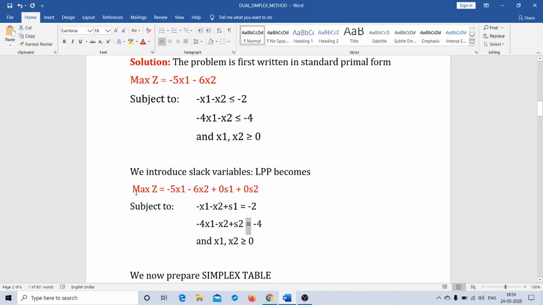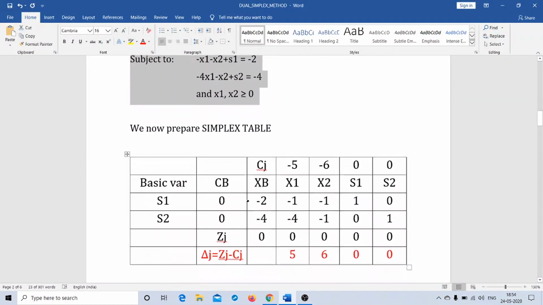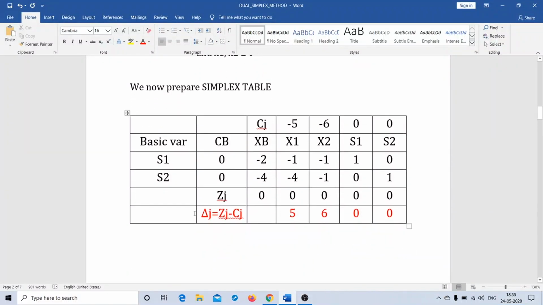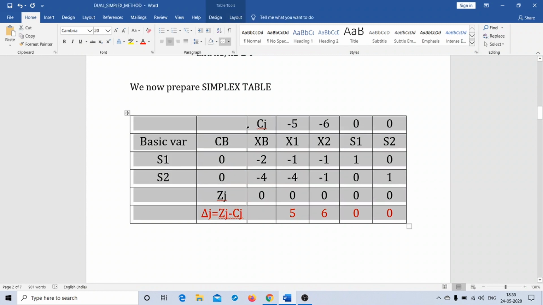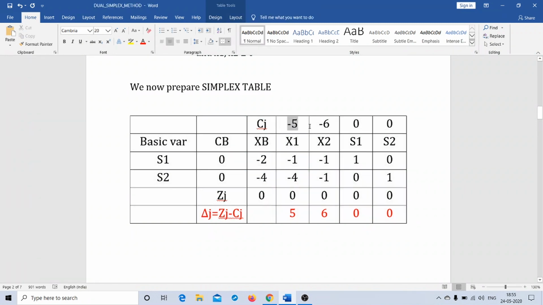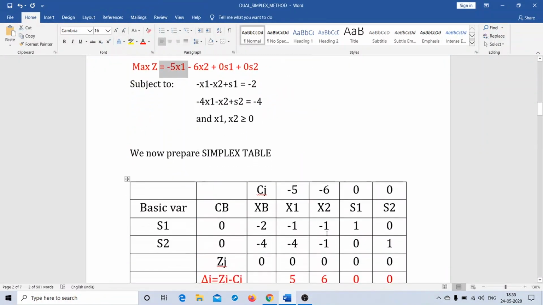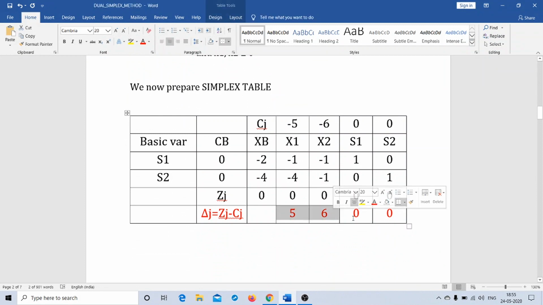Right, now based on this particular LP model, I'm going to prepare my simplex table, and my simplex table looks like this. So again, nothing new. This is what you have done. Now my Cj is -5, -6 because they are the coefficients of the objective function, but my delta j now becomes 5, 6 and 0, 0.